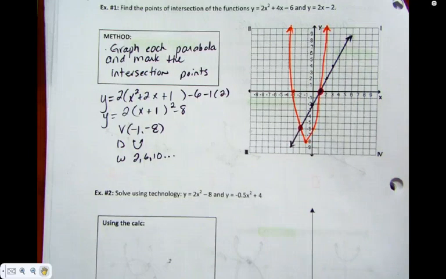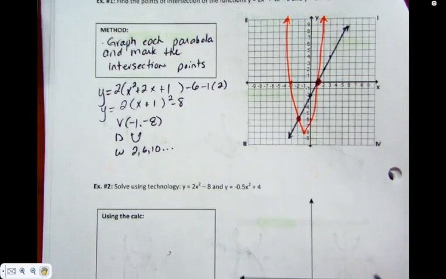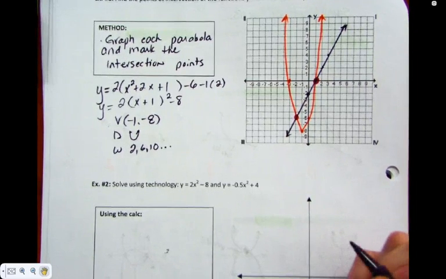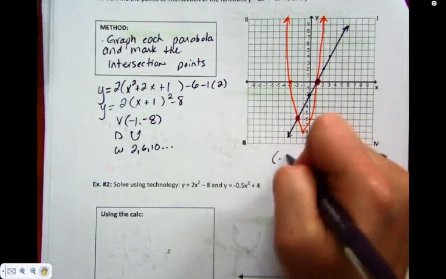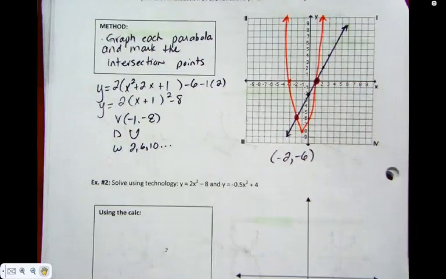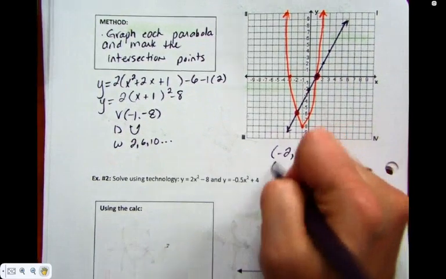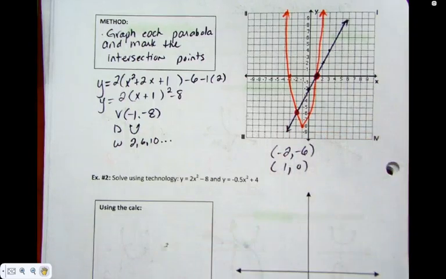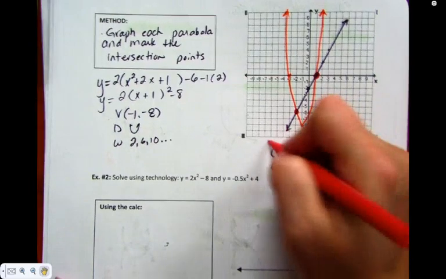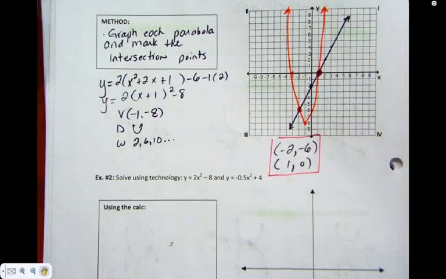Intercepts are always coordinate pairs, because it's a particular point that it crosses. Comma of -2, -6, and comma 1, 0. So this is the solution to our system. Those are the only 2 points that satisfy both the parabola and the line. It's exactly the same method you did with lines, it's just that one of them is now a parabola.